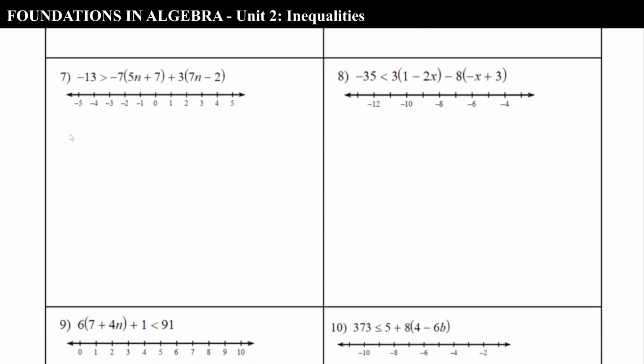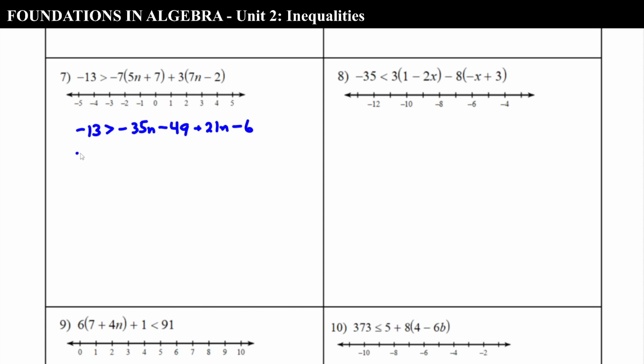For number 7, we have two different things to distribute, so we can do both of those in one step. So negative 7 times 5 gives us negative 35n. Negative 7 times 7 gives us negative 49. Then we go and do this one. 3 times 7 is plus 21n, and then 3 times negative 2 is minus 6.